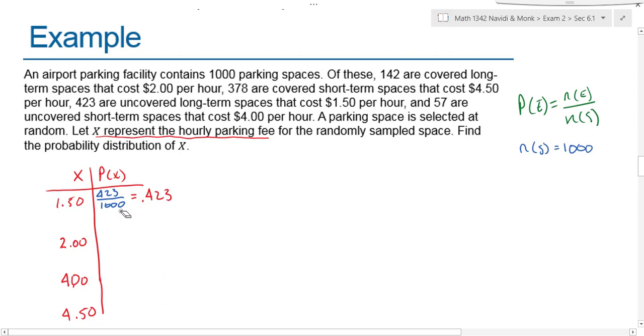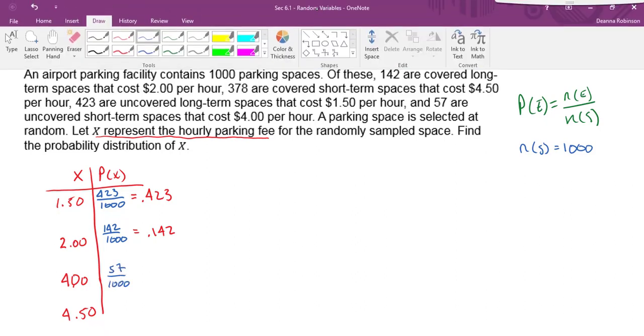If you're dividing by 1,000, that means you need 3 decimal places in your number. So that's 0.423. For the $2 parking places, what would be the probability? 142 are covered long-term spaces that cost $2 per hour, so this would be 142 divided by 1,000, and that's 0.142. And what would be the probability of being charged $4 an hour? It's 57 divided by 1,000, and you're right, that's 0.057.